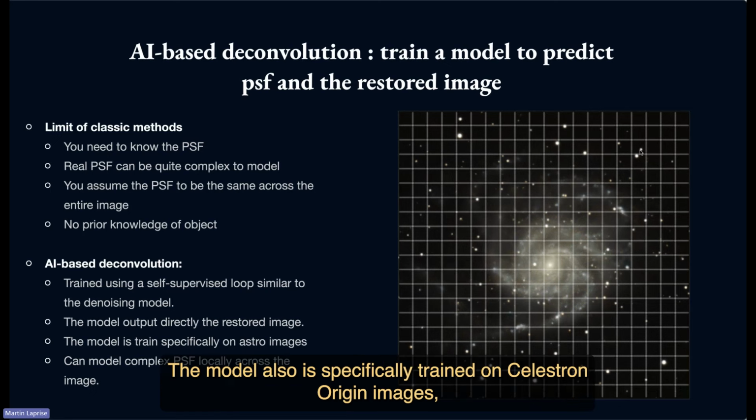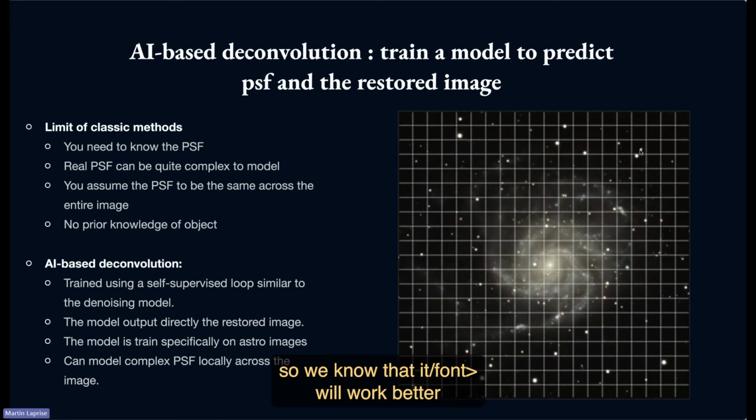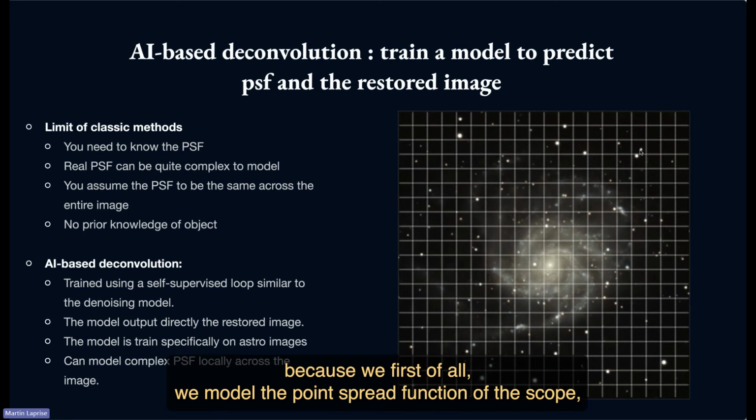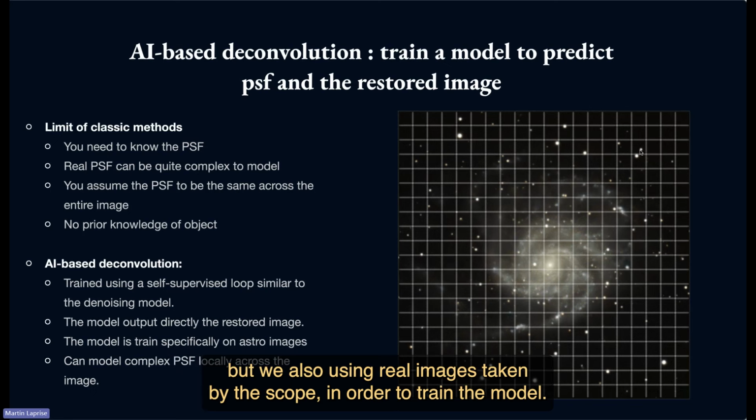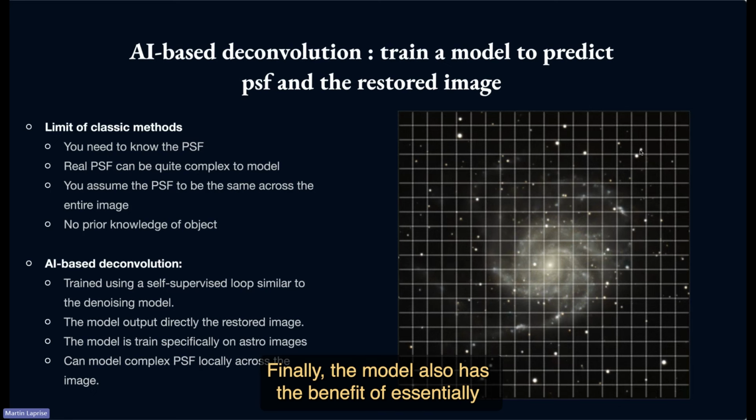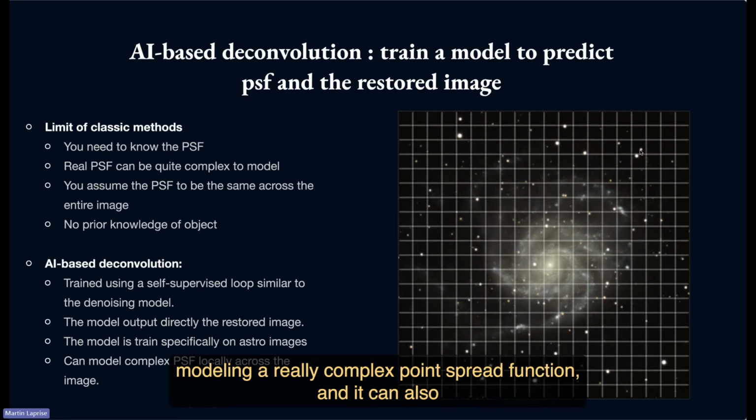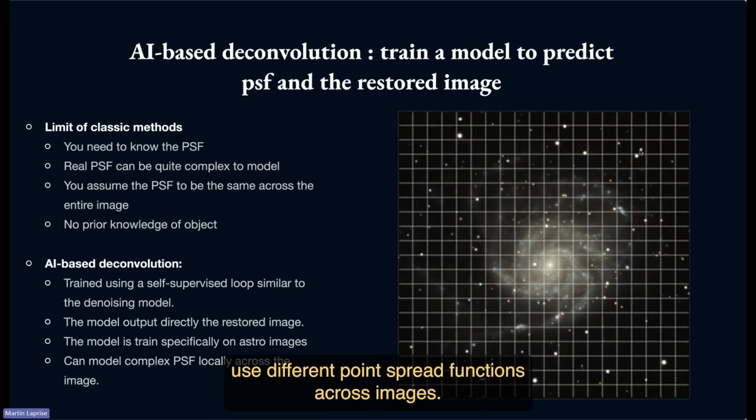The model is also specifically trained on Celestron Origin images. So we know that it will work better because, first of all, we model the point spread function of the scope, but we're also using real images taken by the scope in order to train the model. Finally, the model has the benefit of modeling a really complex point spread function, and it can also use a different point spread function across the images.